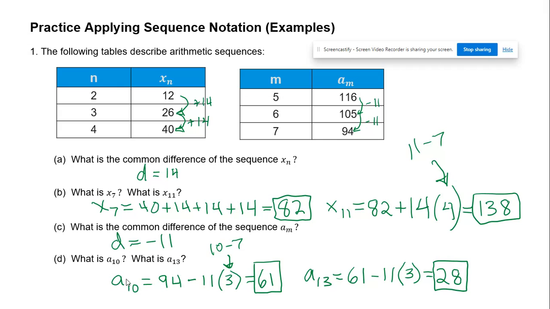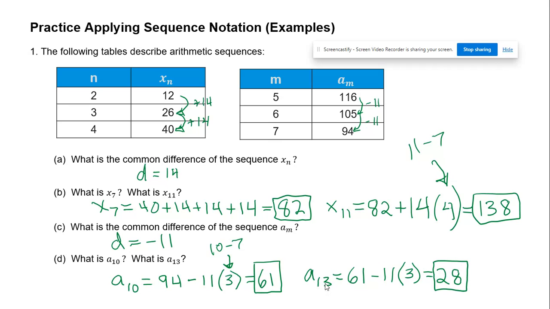All right, so moving on over to A sub 13. I'm going to do the same thing for A sub 13. And it doesn't matter which term I use, okay? I just have to find one term that I know. If I find one term that I know and I know what the common difference is, then I can find any of the other terms.